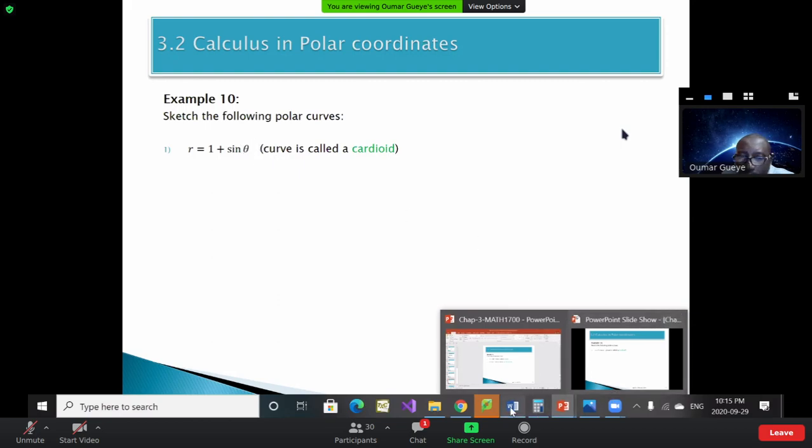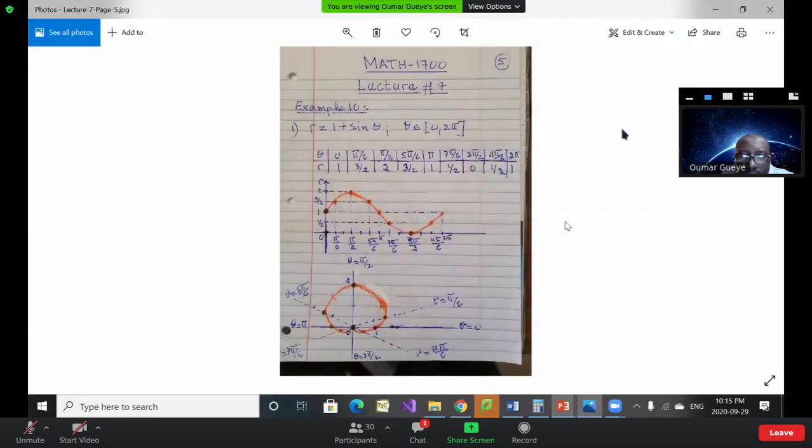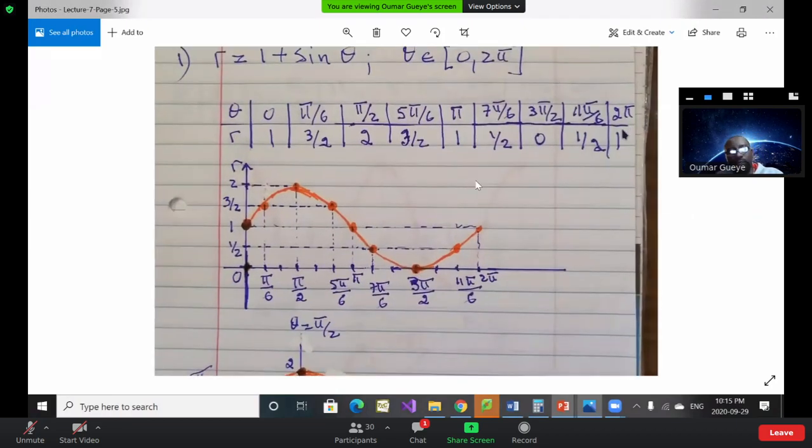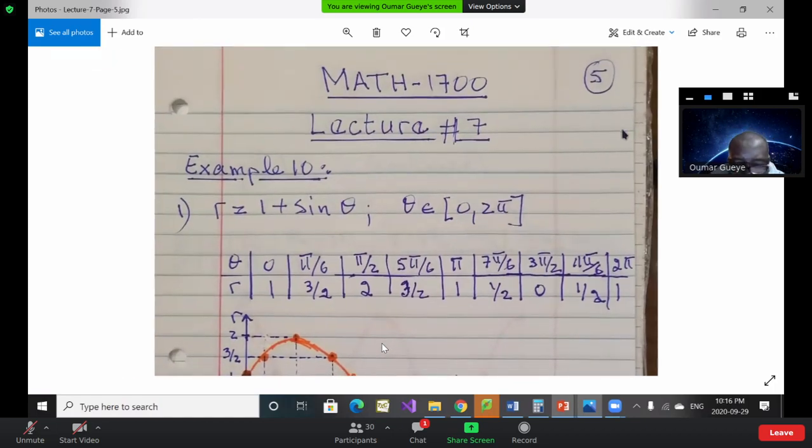Okay, and to do so, I just pick some values because you cannot take all of them. It's just like when you want to sketch a curve, you have to pick some values and find the corresponding y value. That's exactly what I'm doing here. I pick some values for theta between 0 and 2 pi. And to simplify my calculations, I'm just going to pick values for which the sine is going to return a fraction, because I don't need to manipulate the square root.